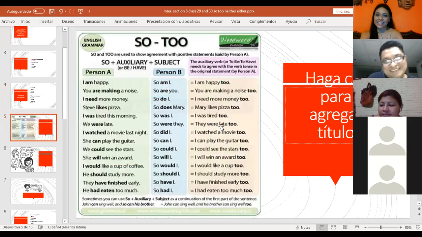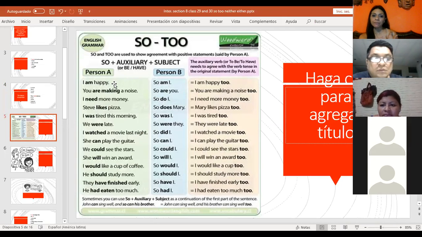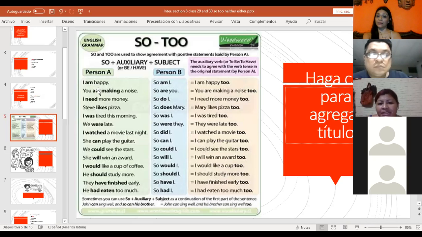All right. Now we use too at the end. Podemos hacerla de la siguiente forma, dos formas. I am happy too. Y repito, cuando yo digo I am happy. A ver, Eli, yo voy a decir I am happy y usted contésteme la que está acá. I am happy. I am happy too. Sorry, teacher. Eli, I am happy. I am happy too.